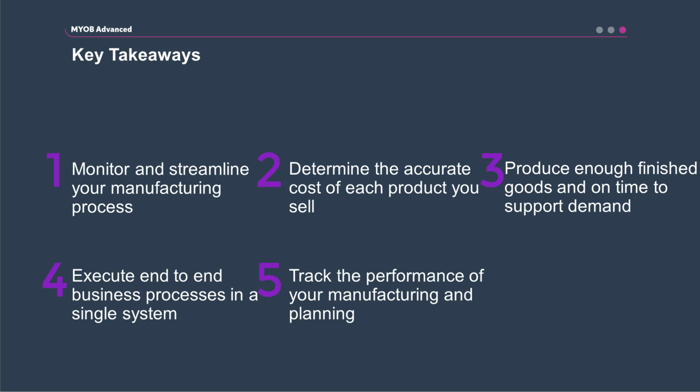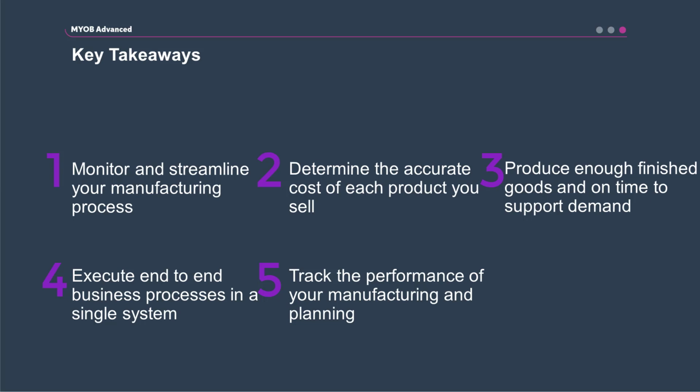So first is that with the manufacturing edition, you are going to be able to monitor and streamline your manufacturing process. So within that production order process, there are a lot of ways that you can automate certain steps so that you can be as efficient as possible. You're also going to be able to determine the actual cost of products. And this is very important because knowing that will allow you to put the correct margin on your products.